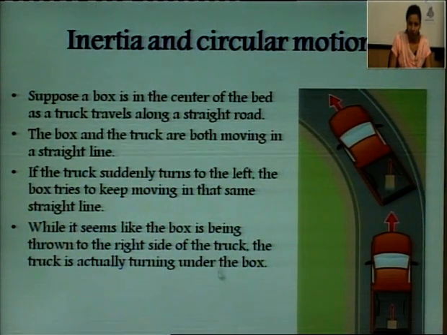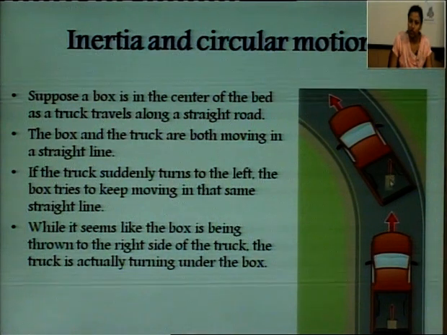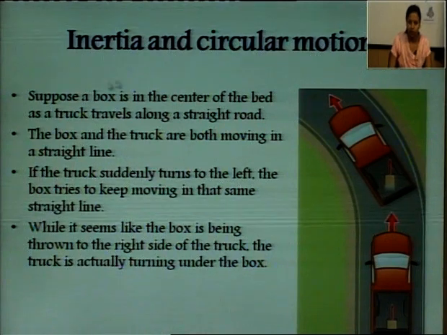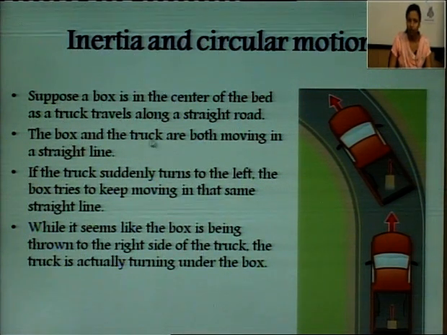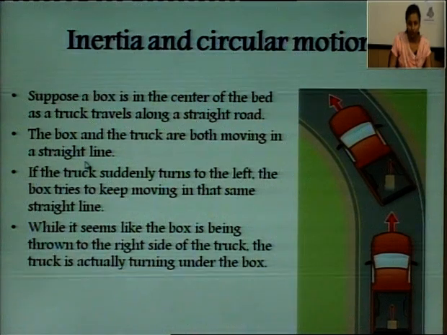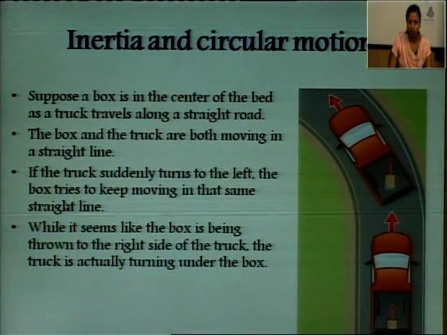Here is another example for the centrifugal force. Suppose a box is in the center. If we take a sharp turn, it continues to move in the same direction while the vehicle moves in a circular path. Suppose a box is in the center of the bed. As a truck travels along a straight road, the box and truck are both moving in a straight line. If the truck suddenly turns to the left, then the box tries to keep moving in the same direction.